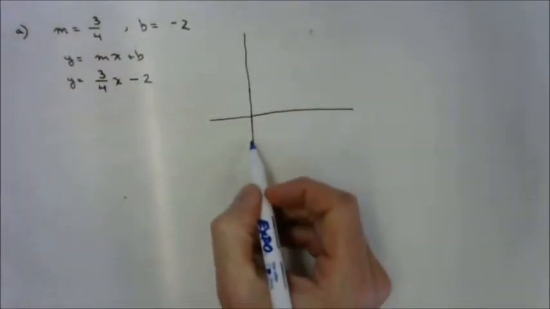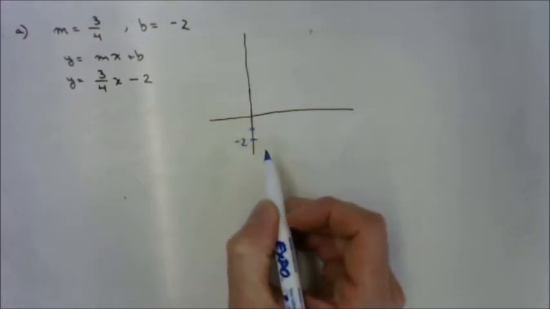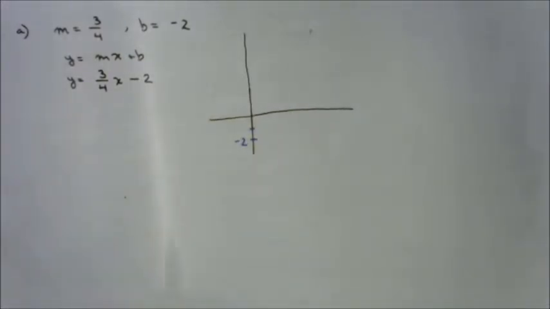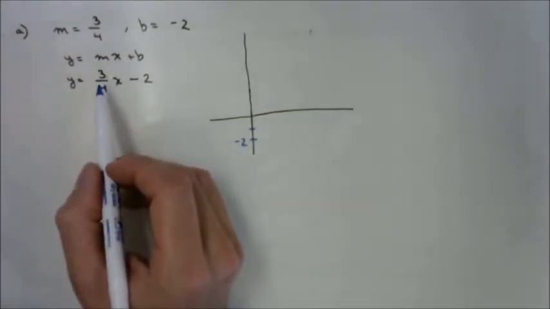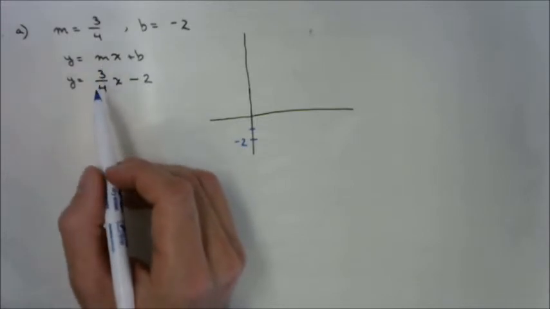Okay, 0, negative 2, which is going to be down here. And now what do we do? This is where I get confused. You don't have to get confused. There's only one other thing here. I don't know how to do it.